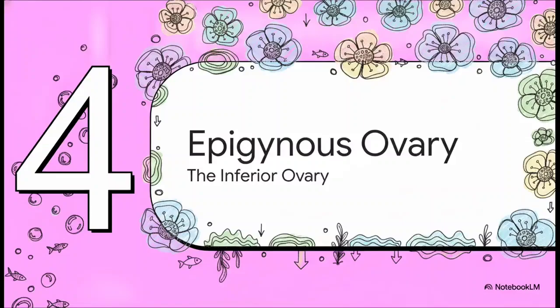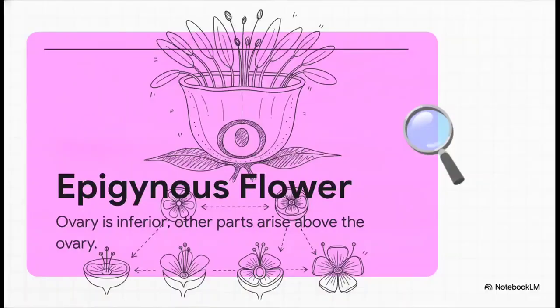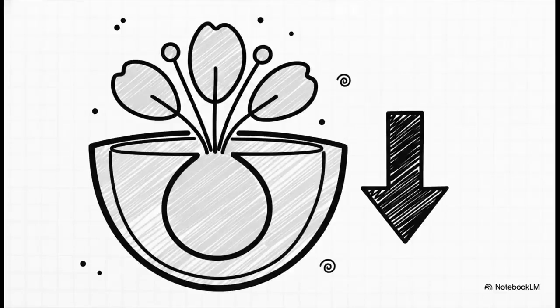Epigynous, the inferior ovary. Okay, so in an epigynous flower, the ovary takes the inferior position. But hey, don't let the word inferior trick you into thinking it's somehow less important. In botany, inferior strictly refers to spatial placement. It just means the ovary is completely submerged beneath all the rest of the flower parts. Structurally speaking, the ovary here is entirely swallowed up. It's embedded right deep down into the thalamus itself.